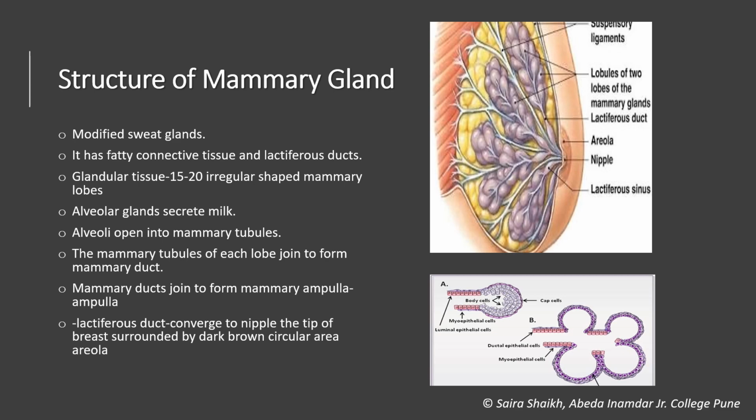All the mammary ducts together form the mammary ampulla structure. Further, this mammary ampulla structure is connected to the lactiferous duct. All the lactiferous ducts converge at a point called the nipple, which is the elevated part of the mammary gland. The opening of the lactiferous duct is present on the surface of the nipple. It is surrounded by a dark area. It is called the areola.